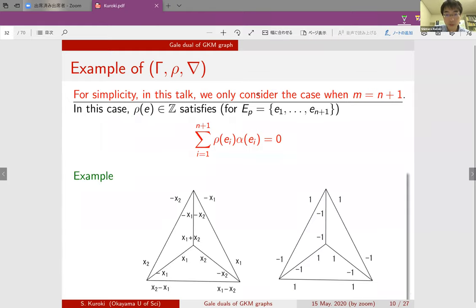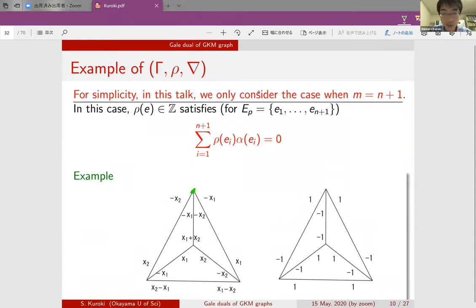So let me show you a more concrete example. The left one is a complexity 1 GKM graph, and the right one is its Gale dual. Somebody's asking me something. Maybe my PDF file is uploaded. Thank you, Lariso.